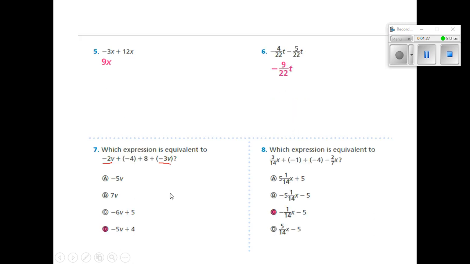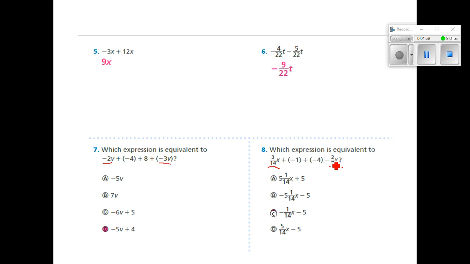Oh, sorry about that. Next, we've got number 8. Which expression is equivalent to this expression? And again, let's write this out. We know that we have our x's over here, and we have our numbers in the middle. Well, this time, let's do the numbers first. We have negative 1 plus negative 4. That's going to be negative 5. So we know it's going to be one of these last three. Now we've got to go ahead and look at these. They both have like terms. That's great. They're the same power.